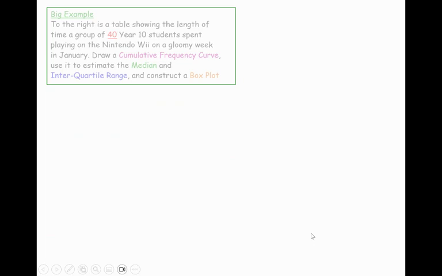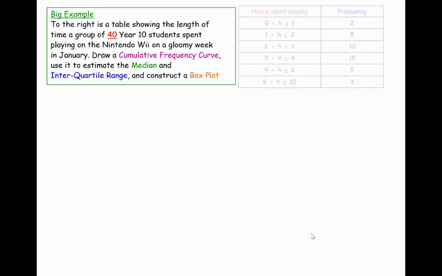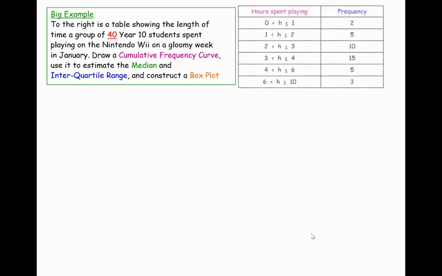Here's an example for you. Just to summarize this information, we have 40 Year 10 students who play Nintendo Wii on a gloomy week in January. We're going to learn how to draw a cumulative frequency curve, and use that to find the median, the interquartile range, and even draw a box plot. So we can make connections between what we've learned in the previous class and in this video. Usually you get a table that looks something like this.